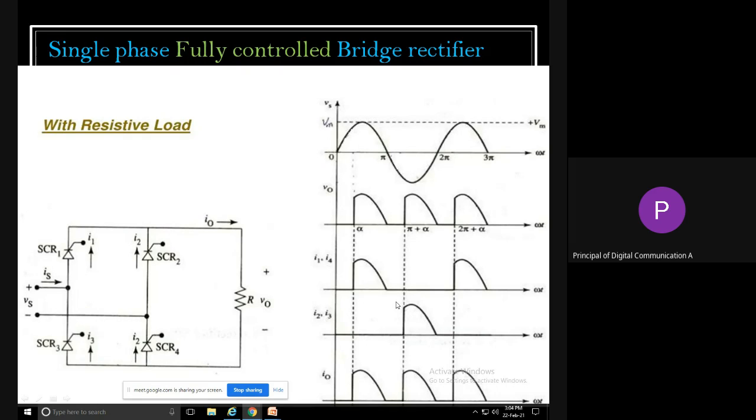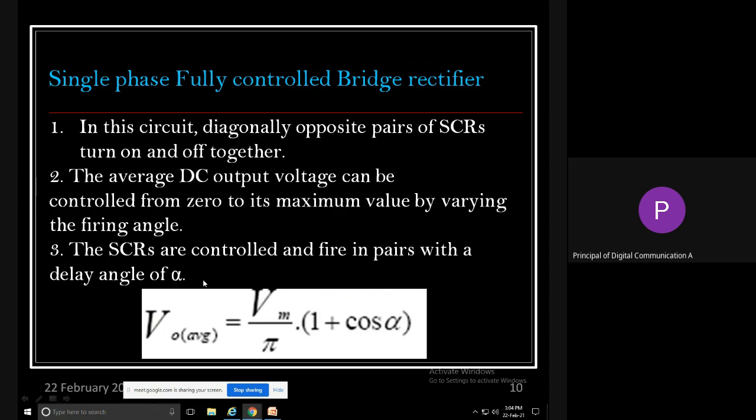So these are the waveform explanation and the explanation for this controlled bridge rectifier with resistive load. If you are writing about the working of this, in this circuit, diagonally opposite pairs of SCRs get turned on and off together, that is, simultaneously.